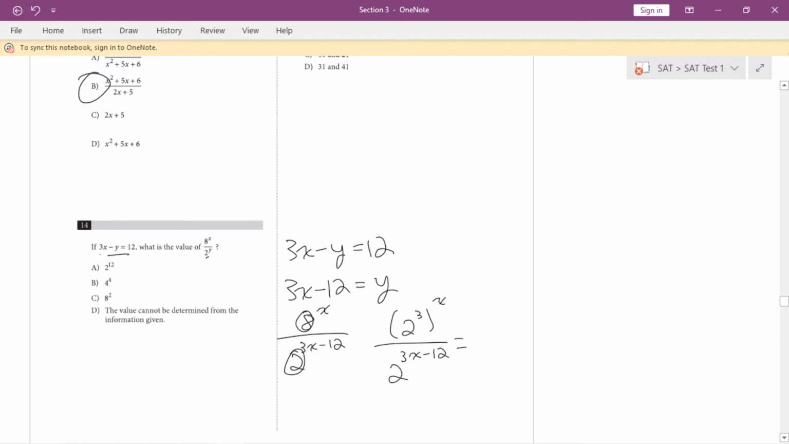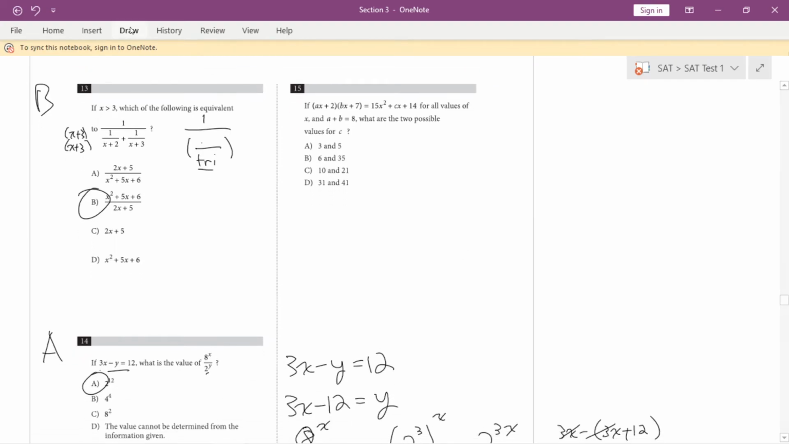And then if I have exponents to other exponents, I just multiply them and I get 2 to the 3x over 2 to the 3x minus 12. And this is just another word for division, so it's saying 2 to the 3x divided by 2 to the 3x minus 12. When I have division and exponents, I just subtract the exponents. So it should be 2 to the 3x minus 3x minus 12. The 3x will just go away, and the 12 actually becomes positive. So it becomes 2 to the 12th power, answer A.